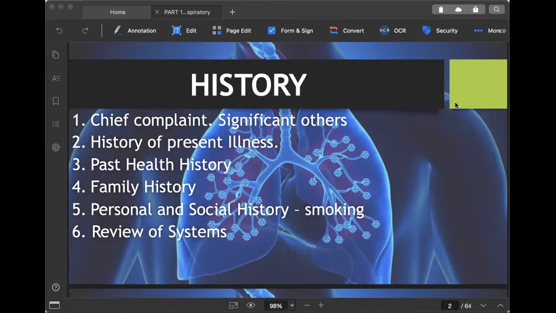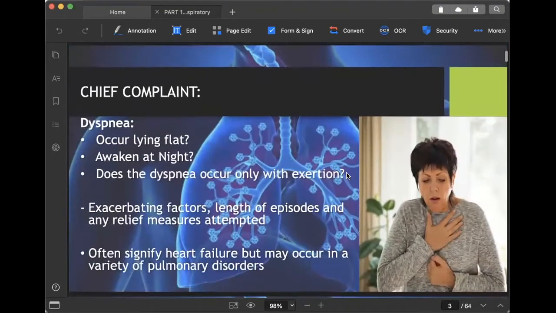Most likely you've already learned this kind of assessment in your second semester in your first year level. Now let's go here. If we talk about the chief complaint, most likely you've encountered patients with respiratory disease, disorder or illness experiencing dyspnea. Now, if the patient experiences it when lying flat, most likely the patient is experiencing orthopnea.